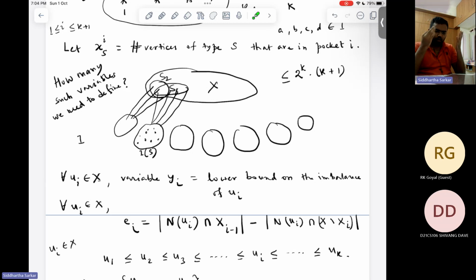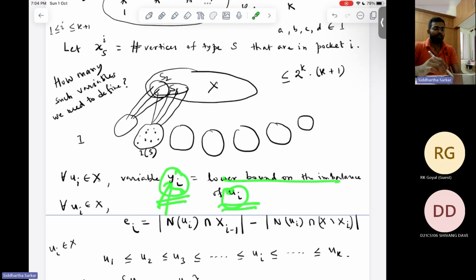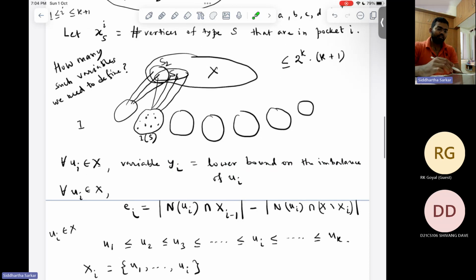So how do you define the constraints? You have to say, what is the imbalance of a vertex in my vertex cover? Let us say that we fix one vertex in the vertex cover, ui. We want to say that if yi is a lower bound on the imbalance of ui, that means if the imbalance of ui is at least yi, then there is some relationship we can find between these xis and yi. So that is our whole objective. We want to write an inequality that is going to be the constraint. That is how the ILP will be formulated.